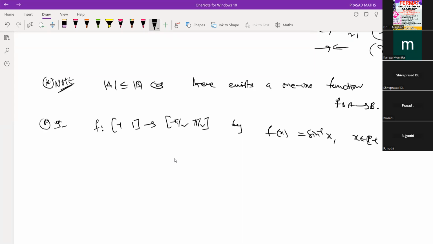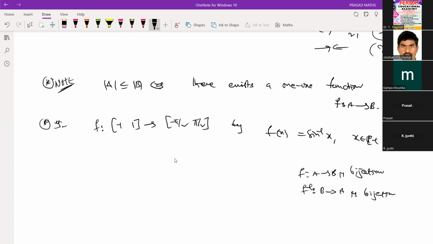So for an inverse, in order to define an inverse function, first the function must be a bijection. If the function is a bijection, one can talk about inverse. Of course, by theorem, the inverse of a bijection is also a bijection, 1-1 and onto. So it is automatically 1-1 and onto, so no need to check it. Inverse trigonometric functions are always bijection functions.